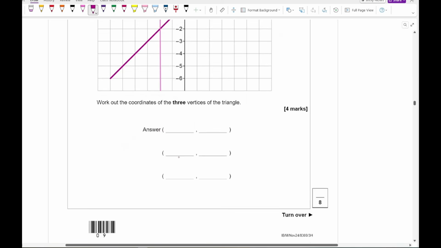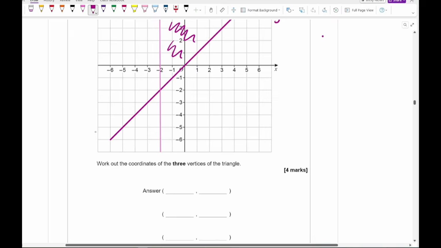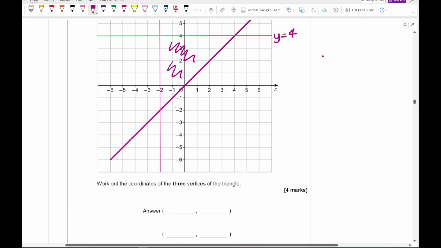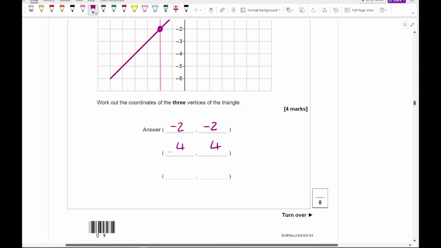And the question is asking us to work out the coordinates of the vertices of that triangle. So one vertex is at this point here, which is at -2, -2. Another vertex is at this point here, which is at 4, 4. And the last vertex is at -2, 4. So I just need to write -2, 4. And there you go. You can write those coordinates in any order as you wish.